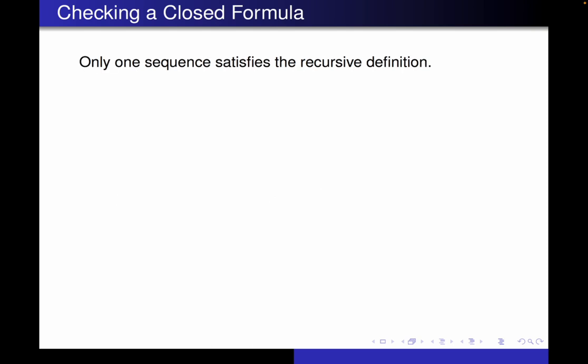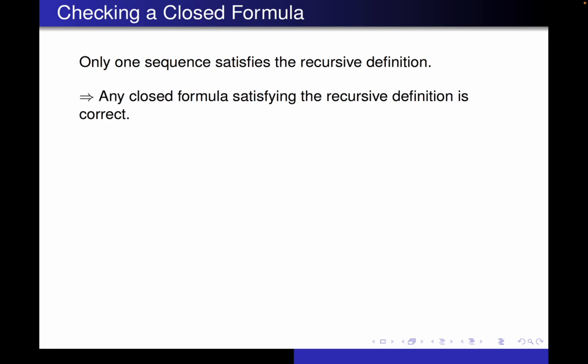One of the things that we discovered is that for that particular recursively defined sequence, there is exactly one sequence that satisfies the recursive definition. Which means if I happen to find a sequence that satisfies the recursive definition, that's the only possible one it could be. Which means that if you have a closed formula that satisfies the recursive definition, that is going to be a correct formula for that sequence.